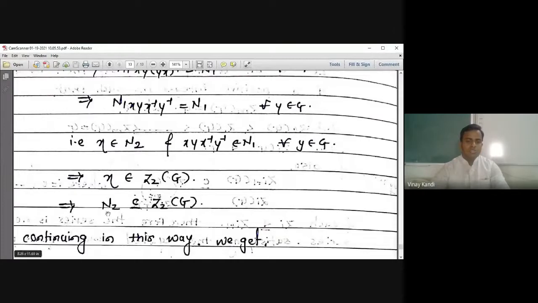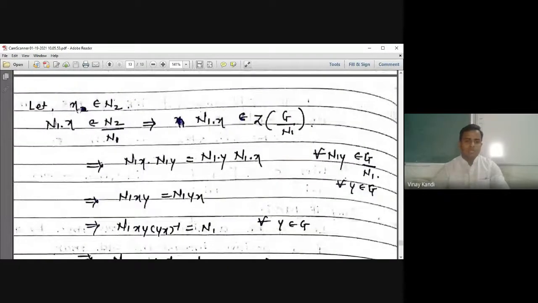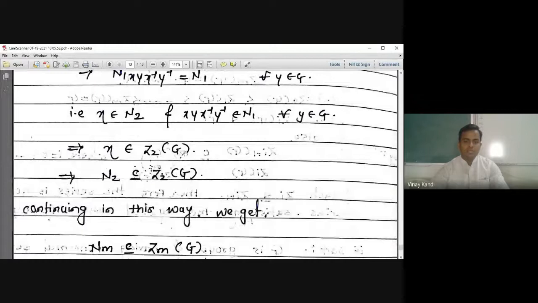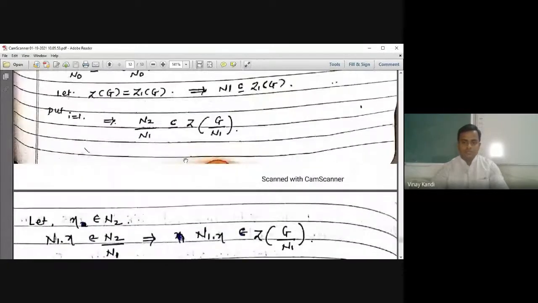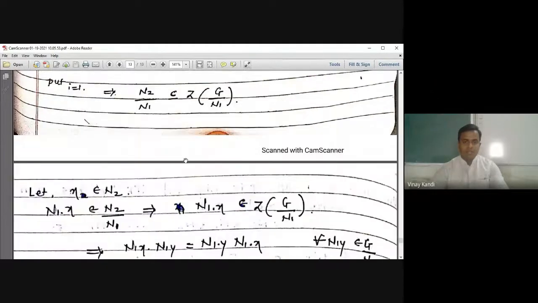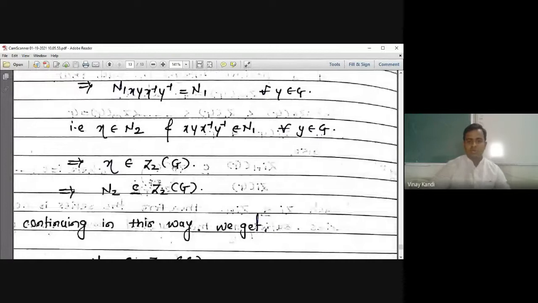So N2 is the subset of Z2 of G. Here taking X belongs to N2, we get X belongs to Z2 of G, the second center of that group. So this is the definition of Z2 of G. Hence N2 is the subset of Z2 of G.